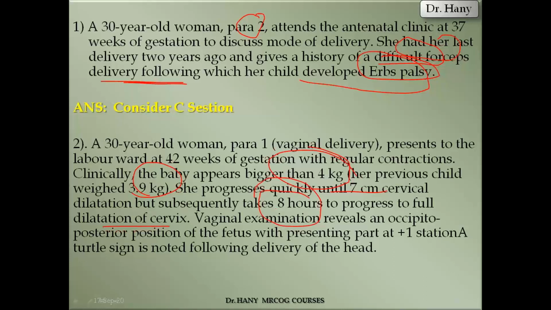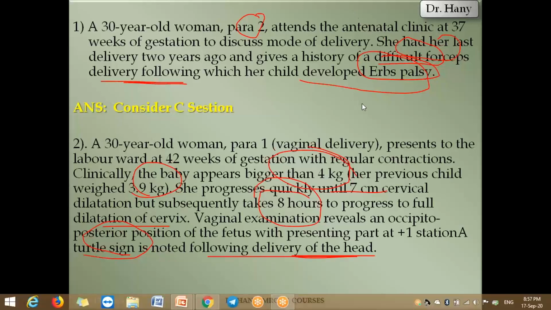So delayed progress. I will not speak about the intrapartum care or the partogram rules now. I know a lot of my candidates and colleagues speak about the intrapartum care. Vaginal examination reveals an occipito-posterior position and the fetus presenting at +1 station, or you find the head already delivered and a turtle sign is noted following delivery of the head. So what will you do?